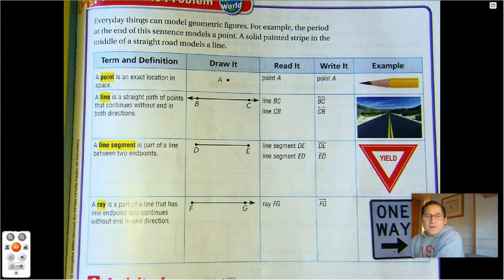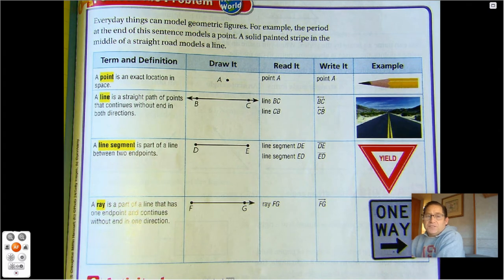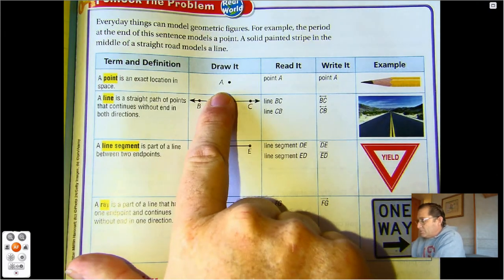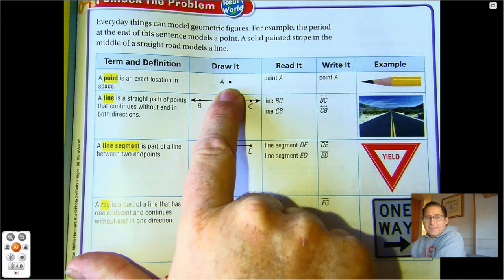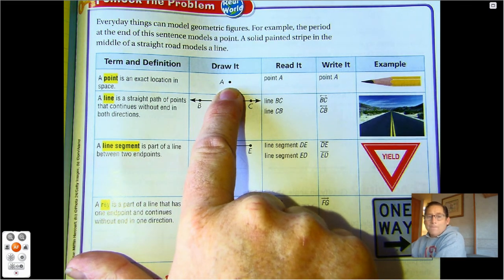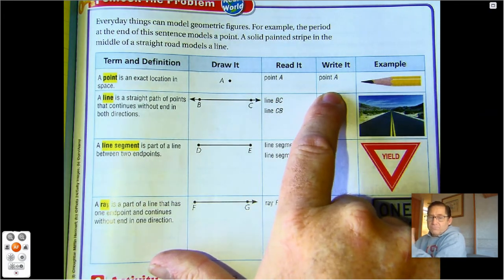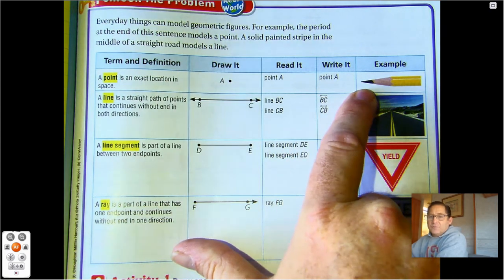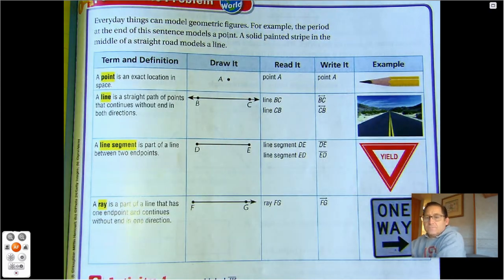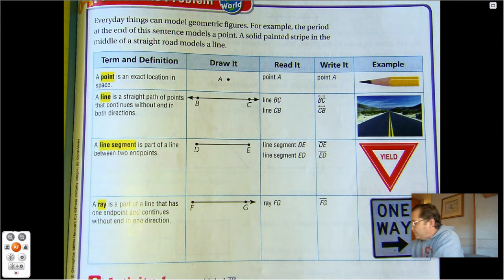Term and definition. A point is an exact location in space. Think of it as on a number line. When we have a specific spot on the number line, that would be a point, or an exact location in space. How do we read this? To draw it, we put a letter and then the dot for the point. And we read this as point A. An example would be the dot that you draw with a pencil.